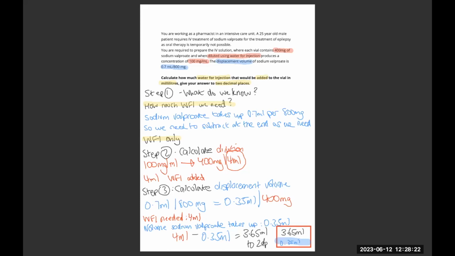Hi guys, question 25 here. Our answer is 3.65 milliliters to 2 decimal places. So with this question, guys, it's the displacement type one. I have a few more examples.